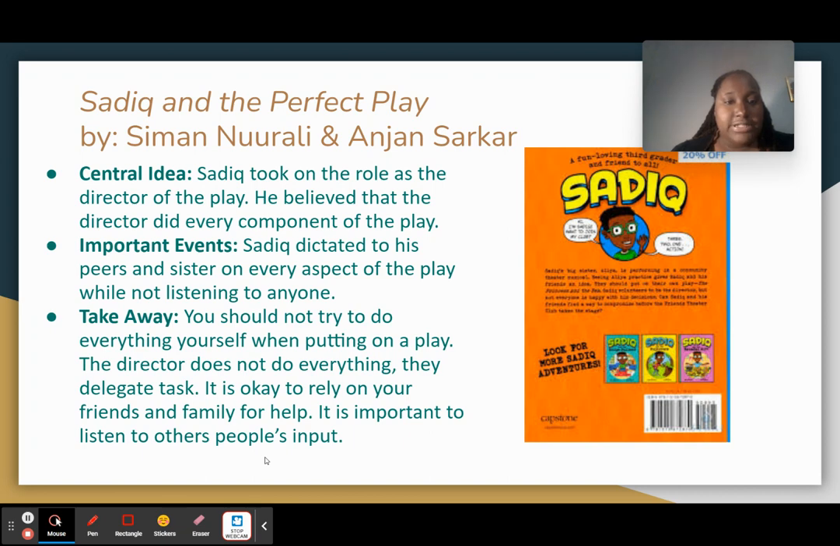The central idea: Sadiq took on a role as the director of the play, and he believed that the director did every component of the play. So the important events that happened were Sadiq dictated to his friends, his peers, and sister on every aspect of the play while not listening to anyone. So they were asking about what play to do. He already selected it without getting anybody's input, and then they were trying to decide what roles to play. And instead of them choosing or deciding as a group, Sadiq went ahead and took over.